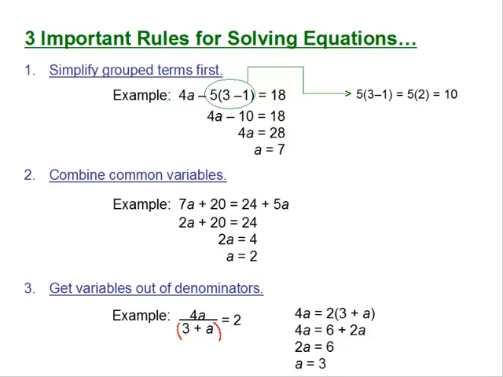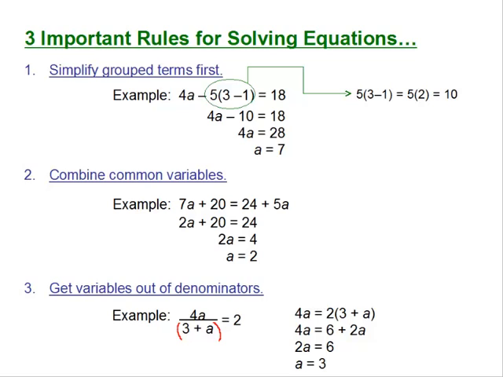Third rule is that if you have fractions, try to get rid of them. Get denominators out of there, especially if those denominators have variables. Because in its current form, you cannot do anything with 4a over 3 plus a. It is illegal to split that up. So you can't say, oh, that's equivalent to 4a over 3 plus 4a over a. That is not true. You cannot do that. You can't split that into 2 fractions.